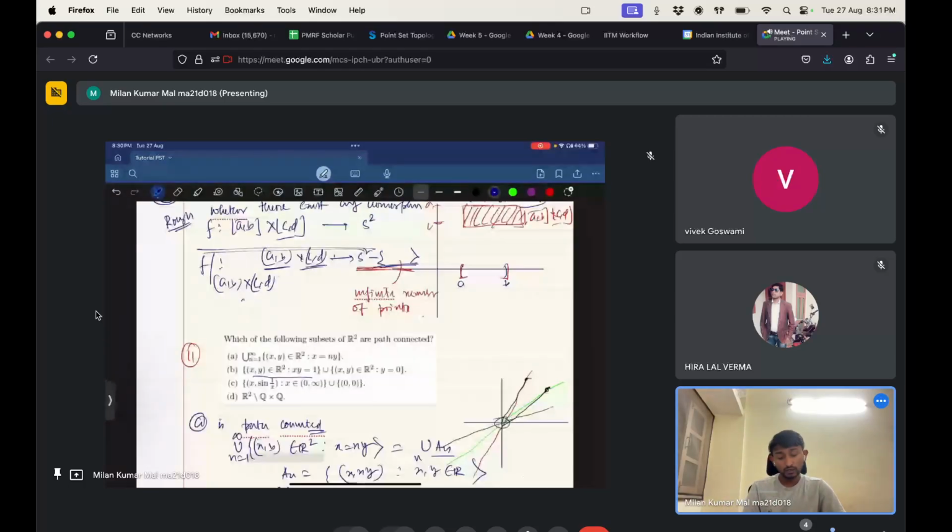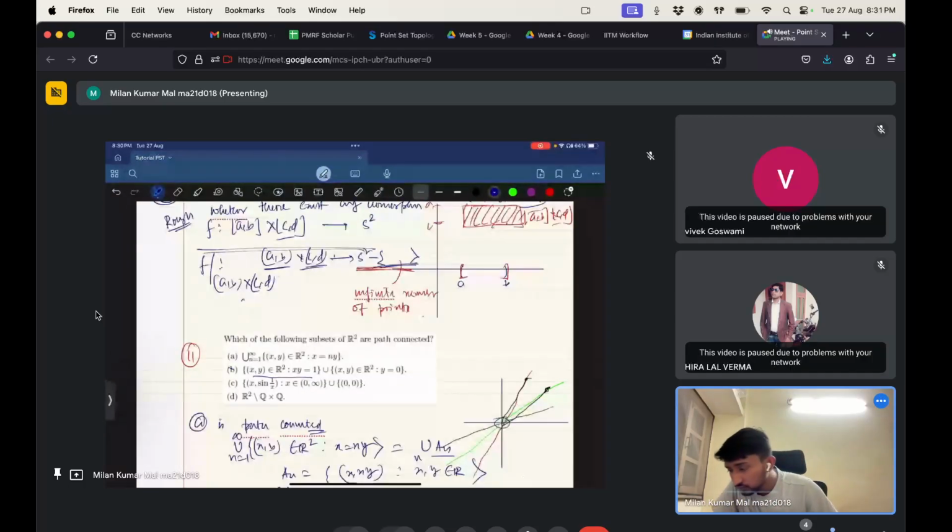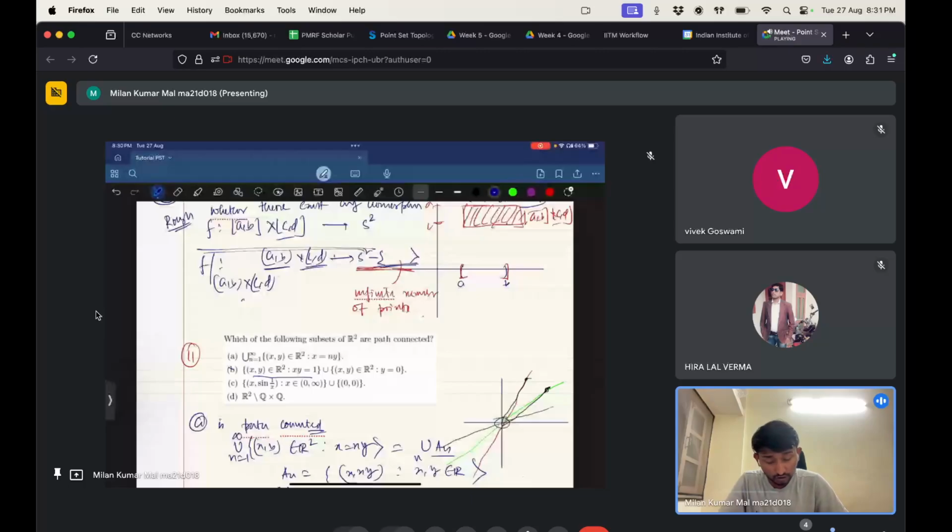Why is D correct? That is coming from the standard topology, from a very interesting exercise. From here, the question is whether this set, (x, sin(1/x)), is connected or not.